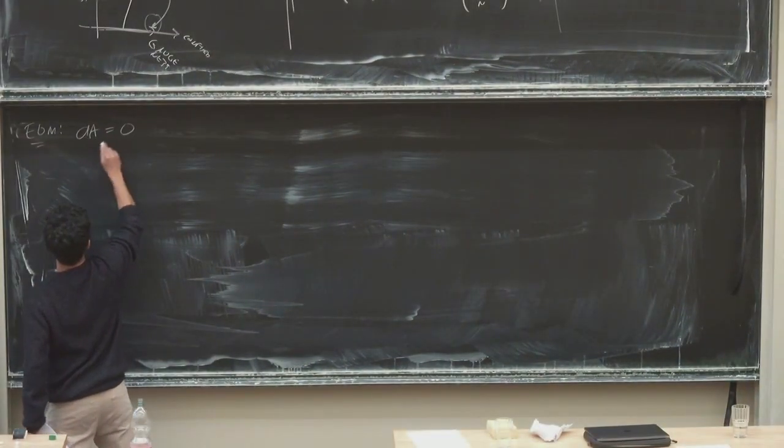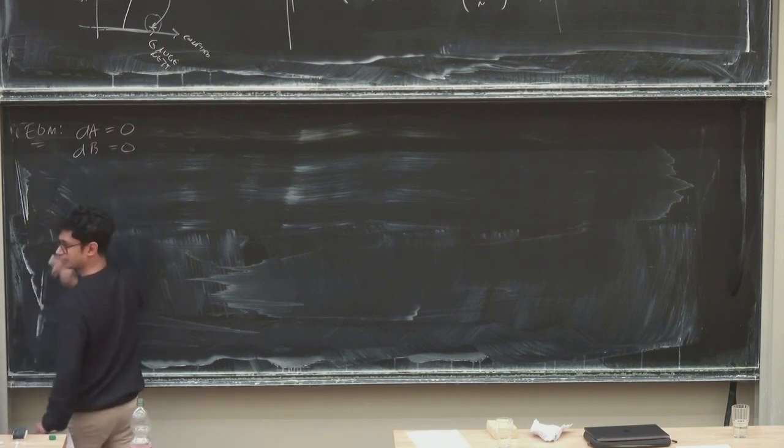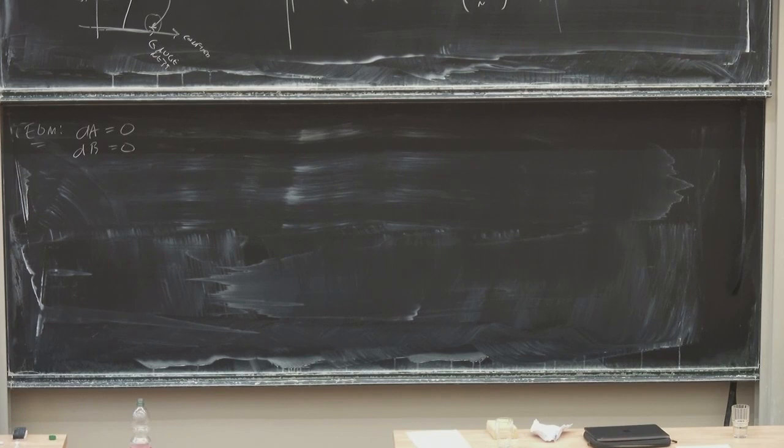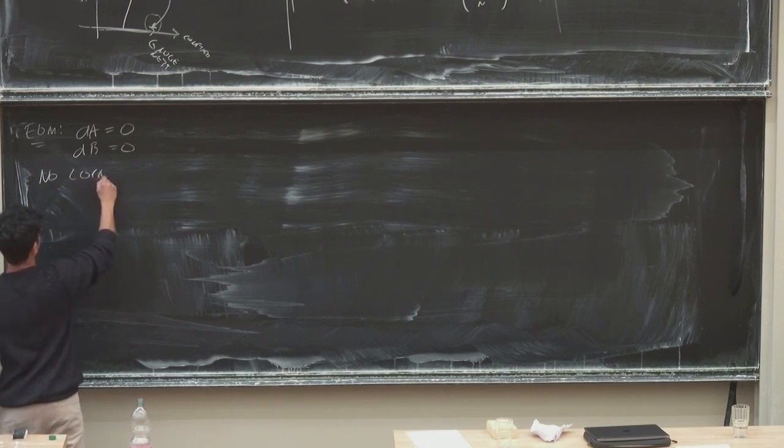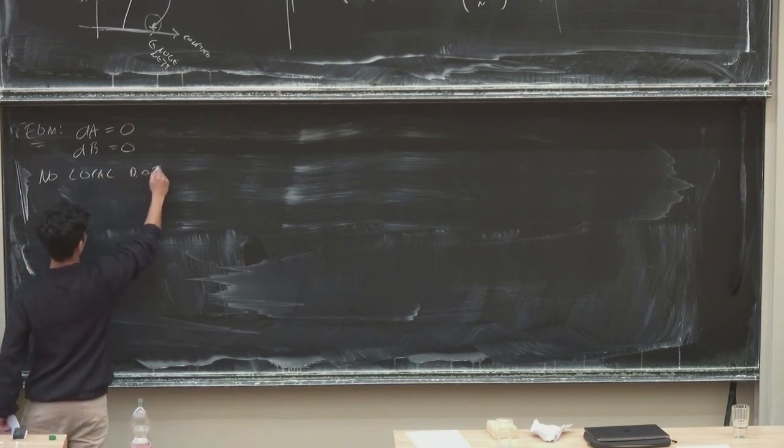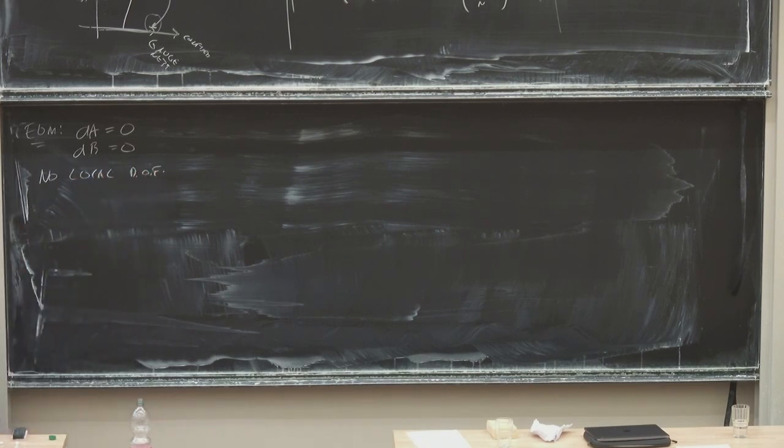The equations of motion are dA equals 0 and dB equals 0, right? In other words, both field strengths are 0. And there are no local degrees of freedom. There are no propagating modes in this theory. You will still ask, but that's what we want. We want all local degrees of freedom to be gapped. You should imagine we're so far below the gap that you can't even see them. They're just gone completely. This is the extreme infrared of that description.